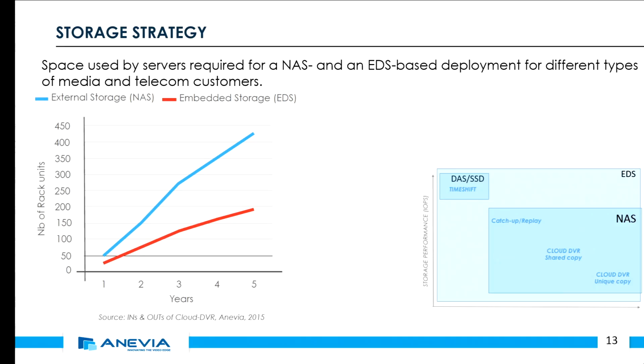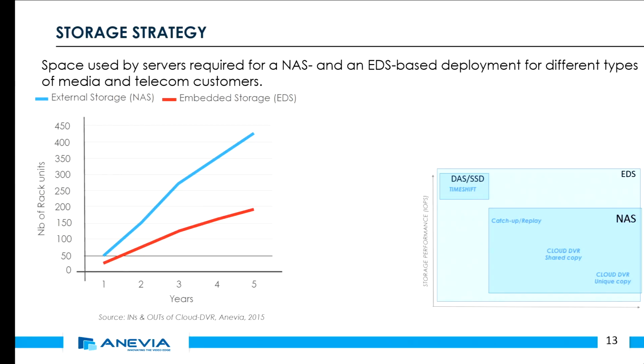If we finish by comparing the different technologies, what we really have are the direct attach with SSD, which is one that will perfectly fit for time shift. Then we have the network attached that will perfectly fit with catch-up, replay, cloud DVR in a shared copy environment, but also for cloud DVR in a unique copy environment. Embedded distributed storage will actually be a good technology to fit all those services.